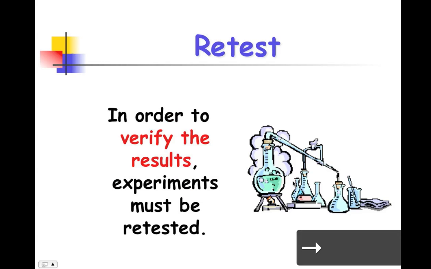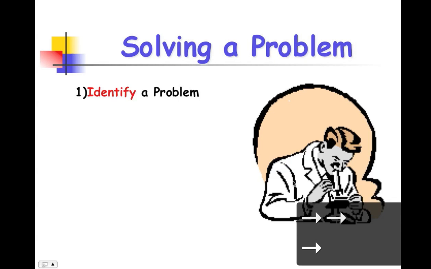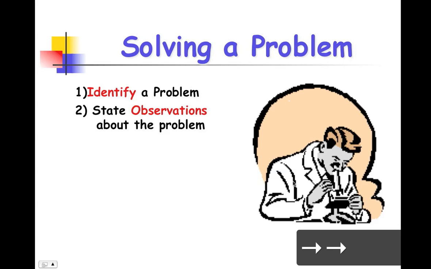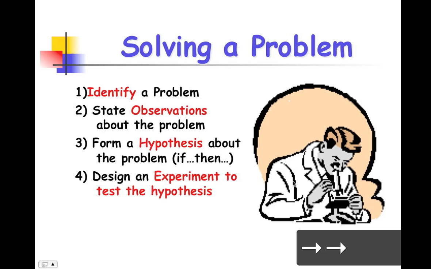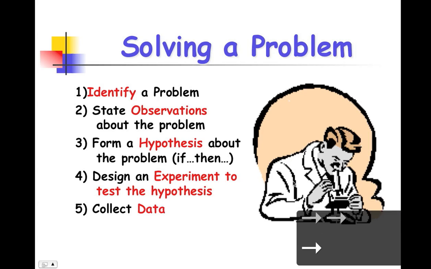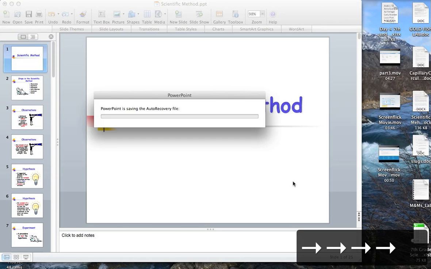And last but not least, as I said before, generally speaking in science, we want to verify the results by having other researchers test them and retest them. In other words, is your information reproducible? Is it valid? So run down through these real quick again. It's identify the problem, and that's oftentimes based on observations. Form a hypothesis, design an experiment to test the hypothesis, collect data, form a conclusion, and last but not least, retest. So that would be it.